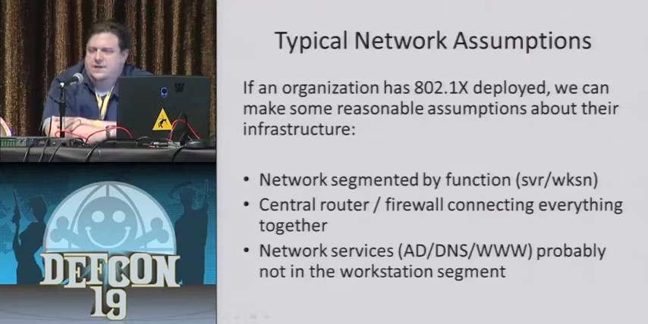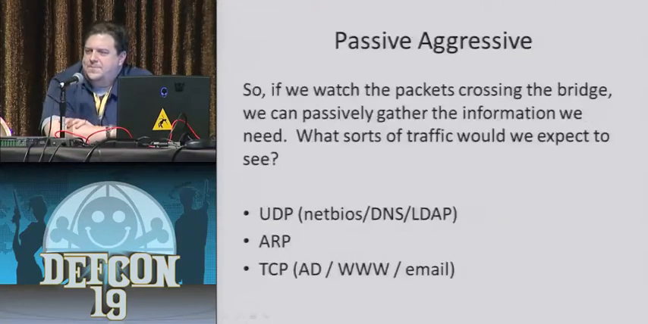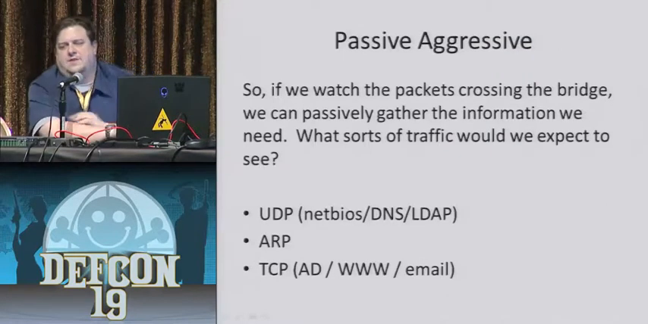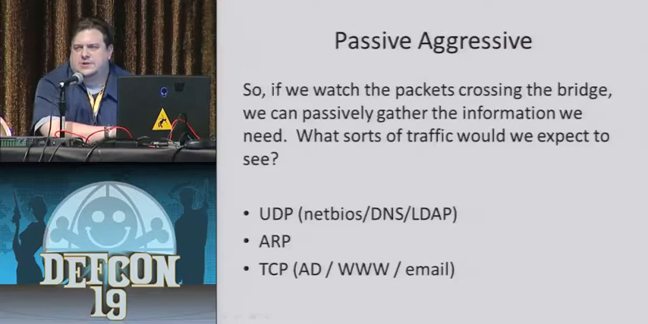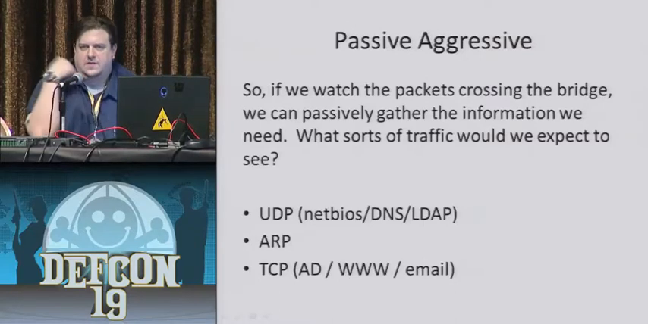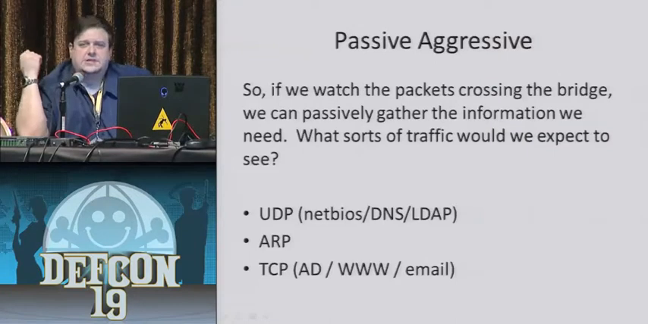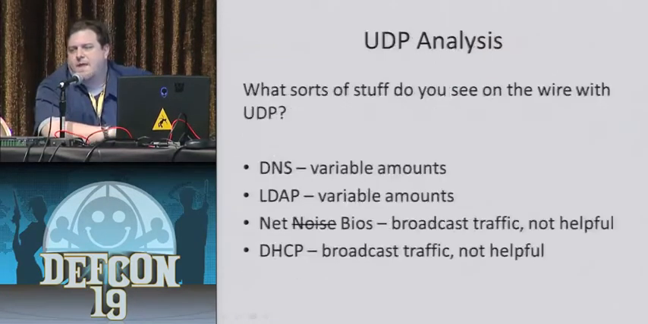So we can use that later on. So if we watch the packets crossing the bridge, what sorts of traffic would we expect to see? Obviously, anything UDP, ARP, TCP, but what would be most useful for gathering the information we need? Once again, we need the computer's MAC address, the computer's IP address, and the gateway's MAC address.